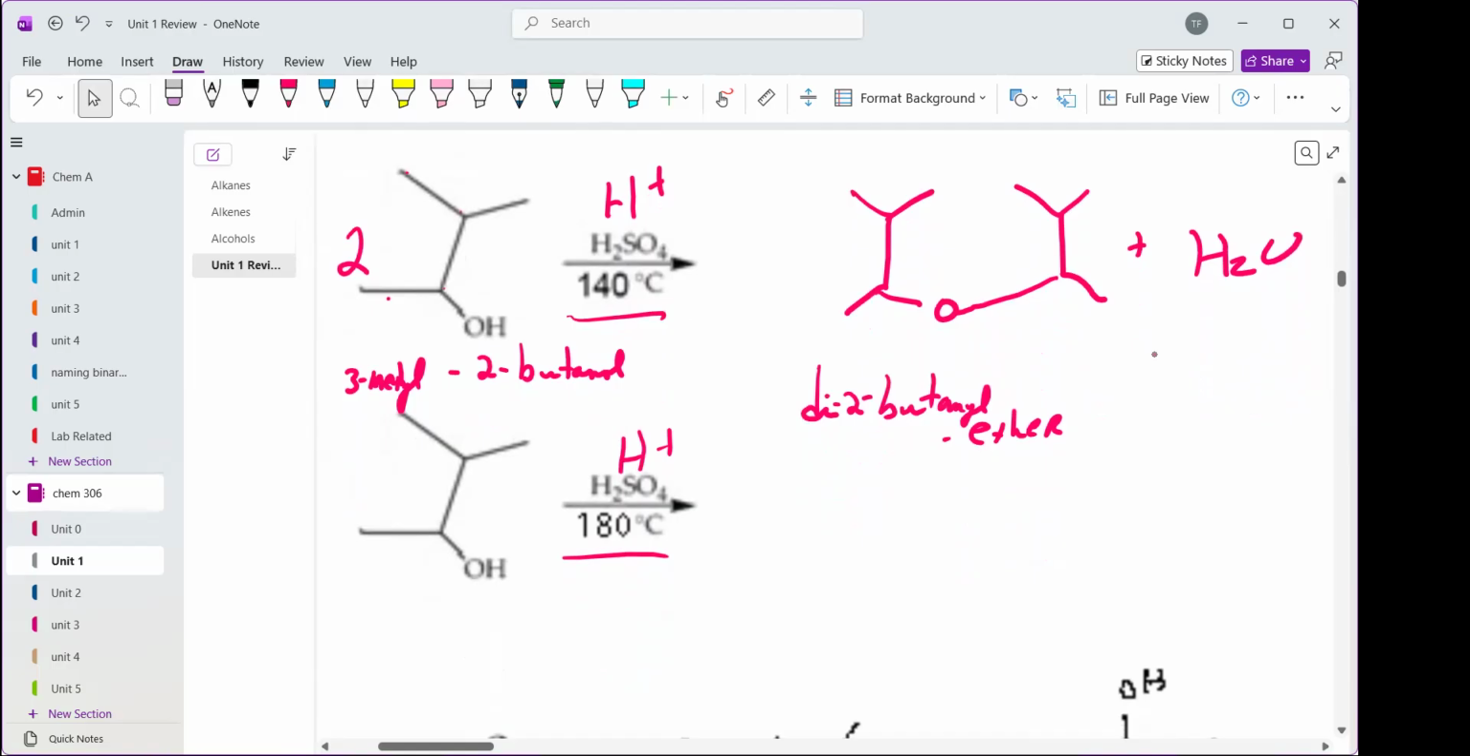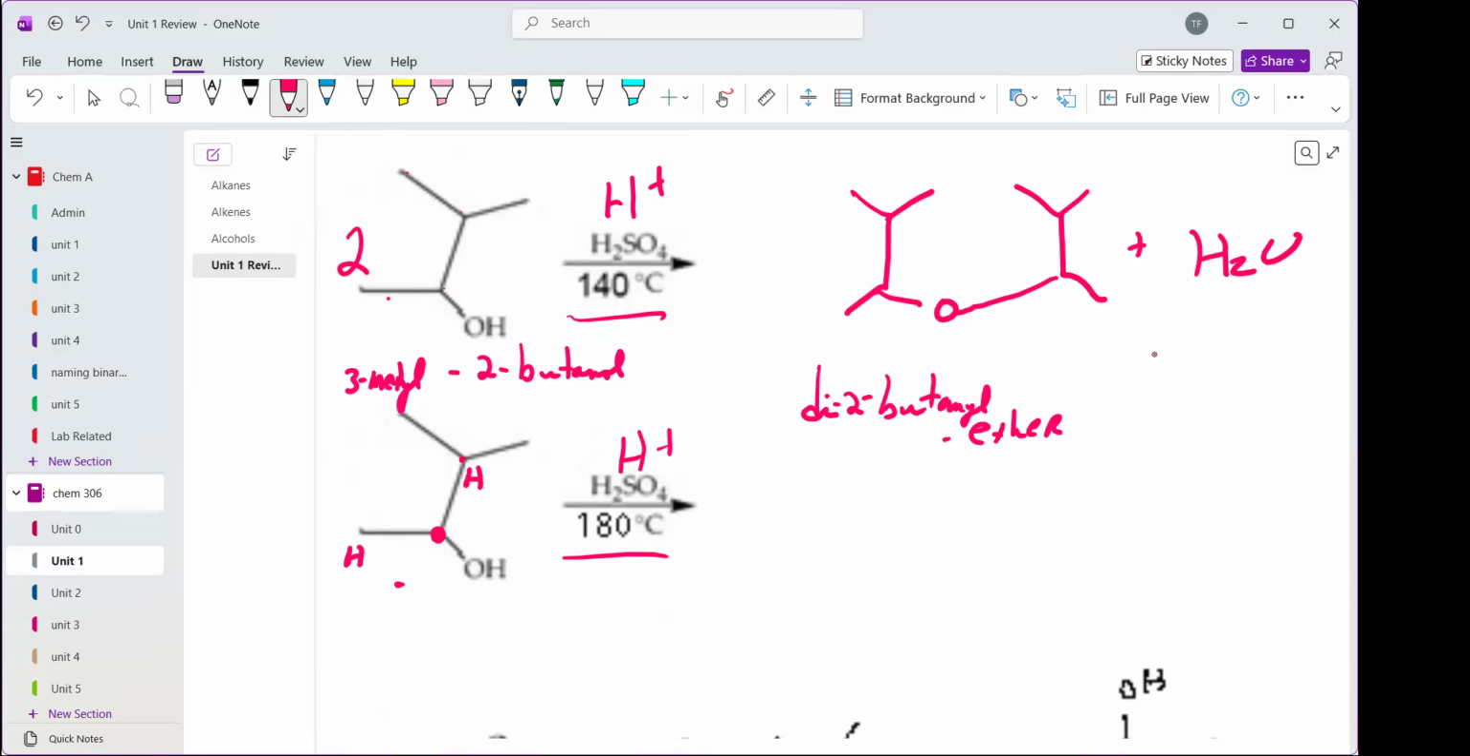Okay, down here, we've got the same 3-methyl-2-butanol, only under harsher conditions, 180. So what's going to happen is we're going to pull off water directly on an adjacent carbon. Okay, so here's the carbon that the OH is attached to. On an adjacent carbon, is there an H? In other words, is there an H here? Yes. In fact, there are 3 of them. Is there an H over here? Yes, there is 1. So we can get 2 waters coming off here. That means we're going to have 2 different alkenes.